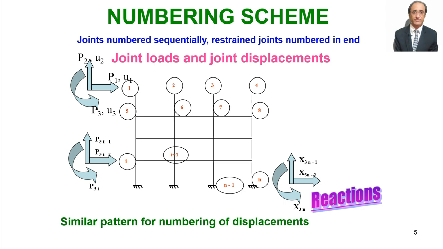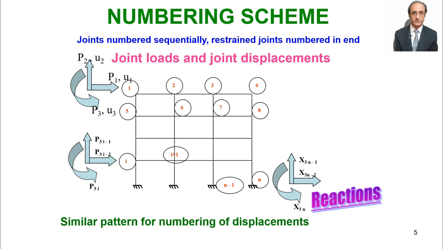And then come the reactions. Reactions will use the symbol X, but the subscript will refer to the joint number. The numbering we are following is continuous, meaning after we end here, which is an unrestrained joint, when we start here, this is the next joint.